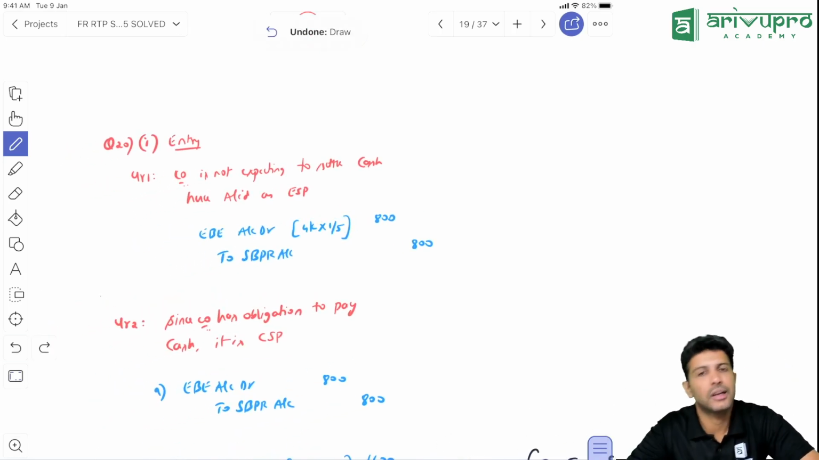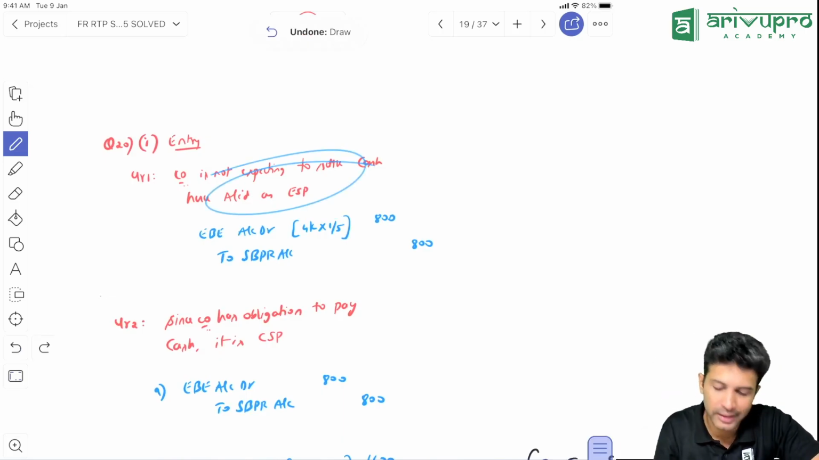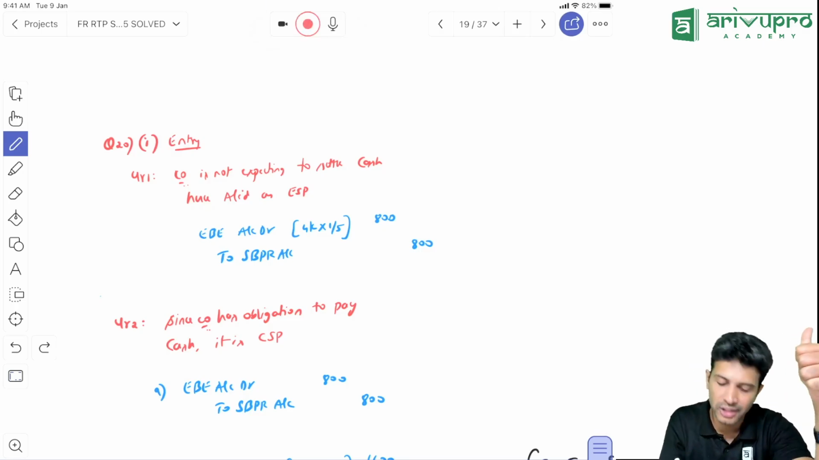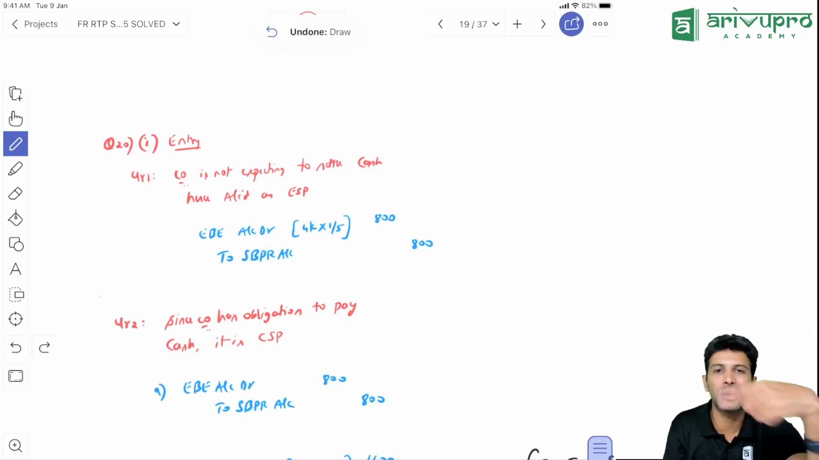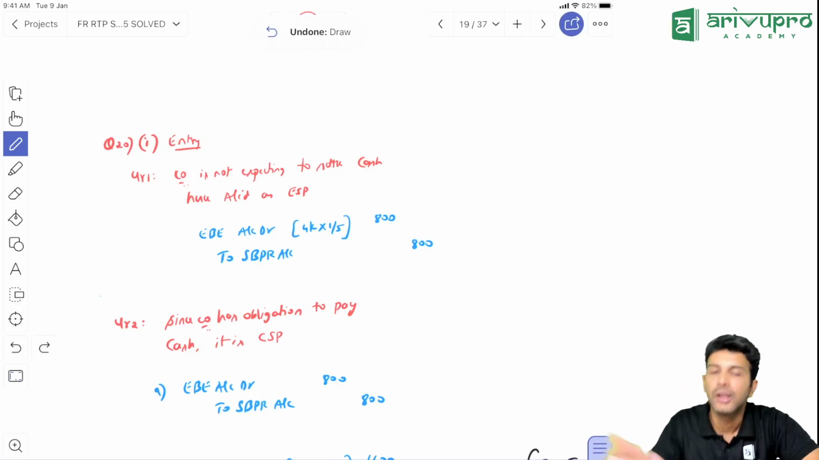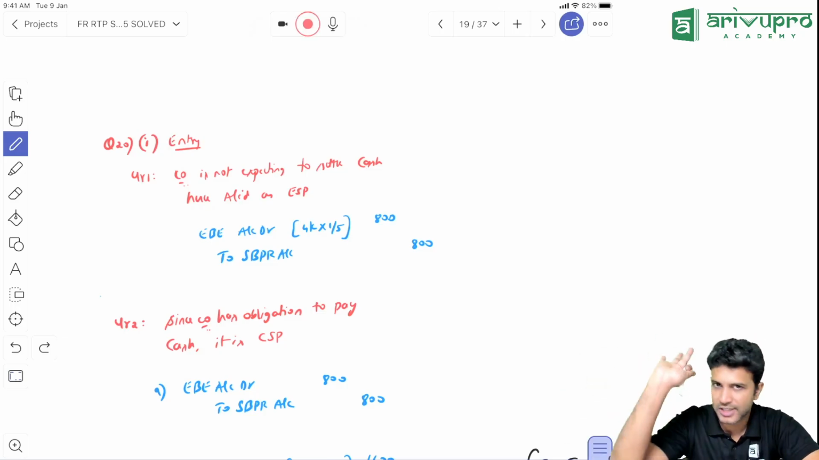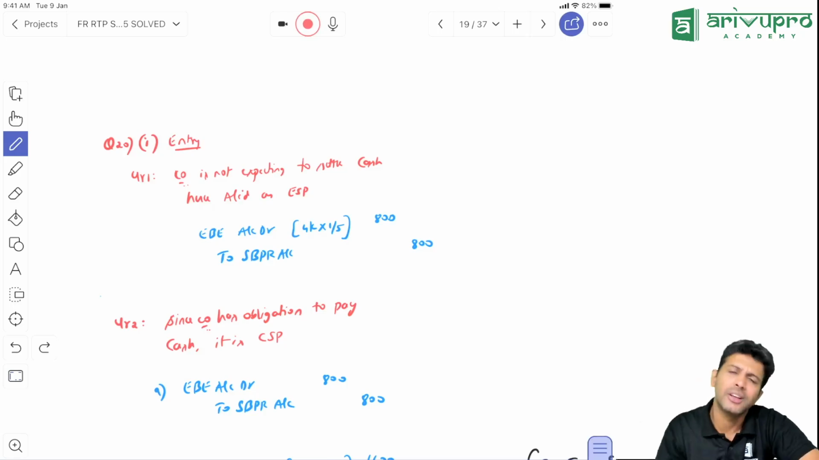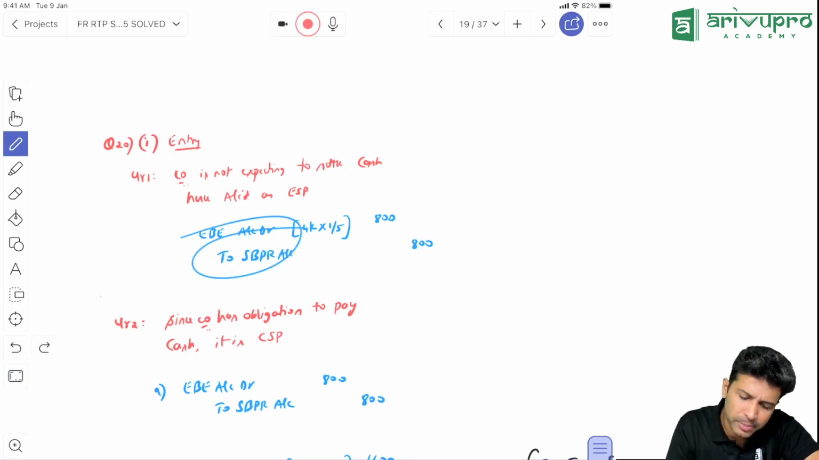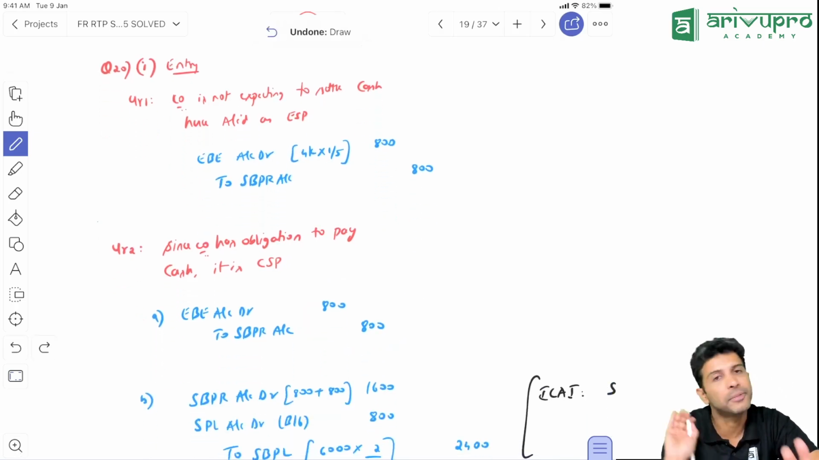So first year, it's an equity settled plan. Company is not expecting to pay cash. Hence, it's an equity settled plan. So the journal entry you will pass is employee benefit expense account debit to SBPR, share based payment reserve, 800 rupees. Now, second year ending, some twist happened. But first, let's book off the expense. Second year ending, same employee benefit expense account debit to SBPR 800. This entry we have passed.